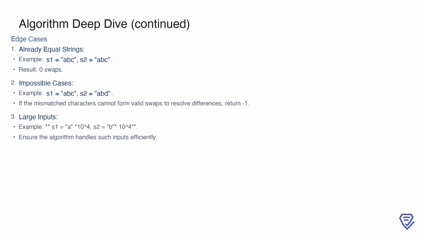On the other hand, if mismatched characters cannot form valid swaps to resolve the differences, as in S1 being ABC and S2 being ABD, we return -1 to indicate that making the strings equal is impossible. Additionally, for large inputs, such as S1 being A repeated 10,000 times and S2 being B repeated 10,000 times, the algorithm ensures efficient handling by maintaining its O(n) time complexity. These considerations showcase the robustness of the solution across a wide range of scenarios.